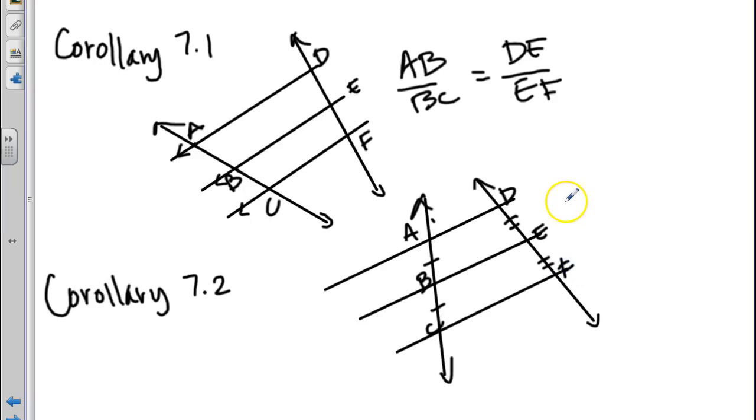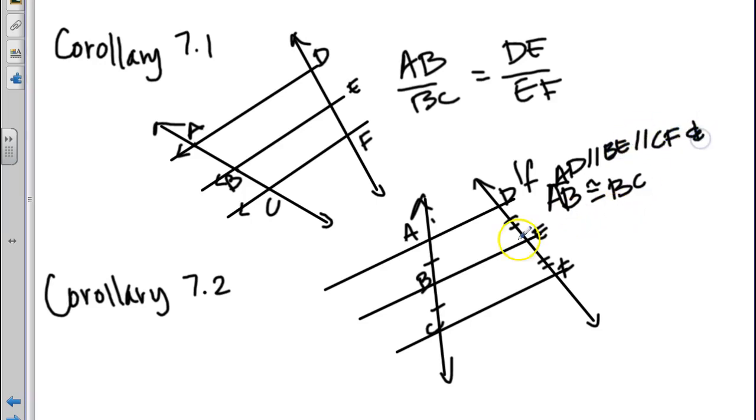Now we know that if AB is congruent to BC, so let's go back. If AD is parallel to BE and is parallel to CF, and segment AB and segment BC are the same length, or they're congruent to each other, then we know that DE is congruent to EF. All right, so let's get an example here on this one.